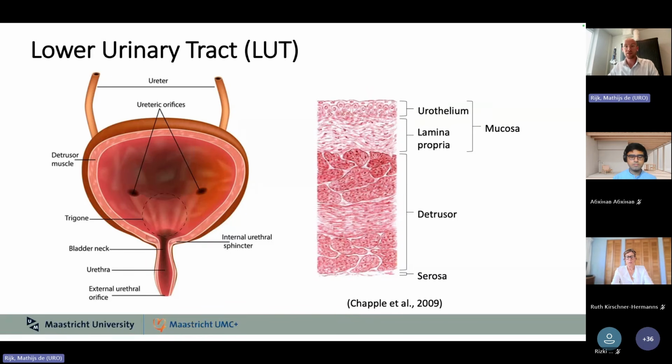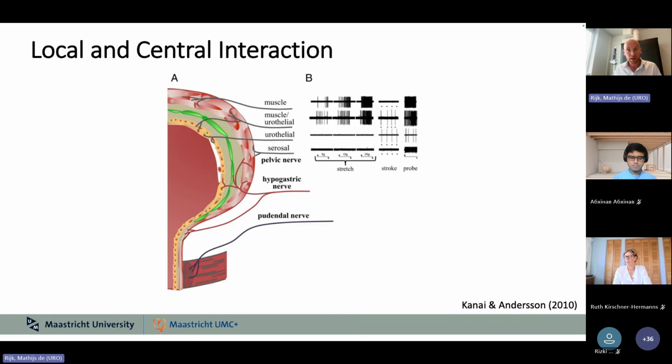Bladder fullness sensation increases as the bladder fills, so the stretch from the bladder wall increases, and that can then be translated to different sensations that may have been discussed already, and that is measured urodynamically. So first sensation of bladder filling, the first desire to void, and a strong desire to void.